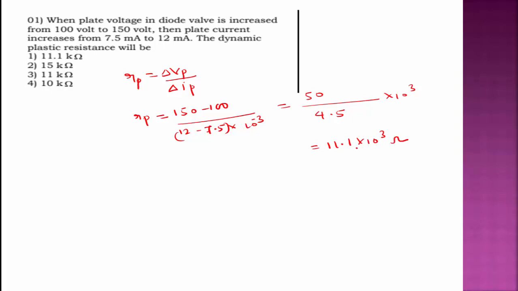The SI unit of resistance is ohm. 10 to the power of 3 is kilo. Then 11.1 kilo ohm. Option A is the right answer.